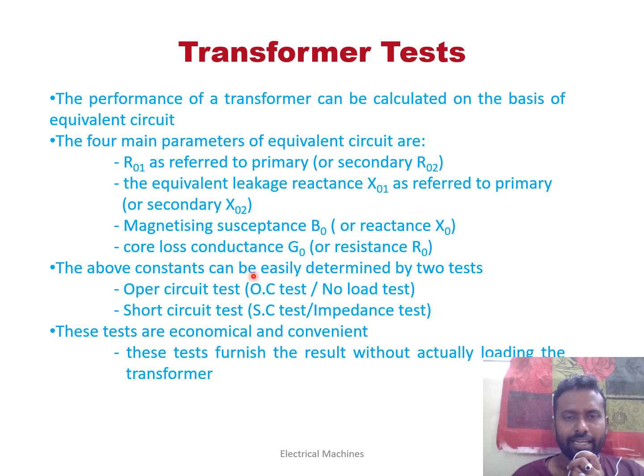The above constants can be easily determined by two tests. One is the open circuit test, also called the no load test, and the other one is the short circuit test or impedance test. These tests are economical and convenient. These tests furnish the result without actually loading the transformer. Without actually loading the transformer, you can determine the four main parameters of the equivalent circuit.